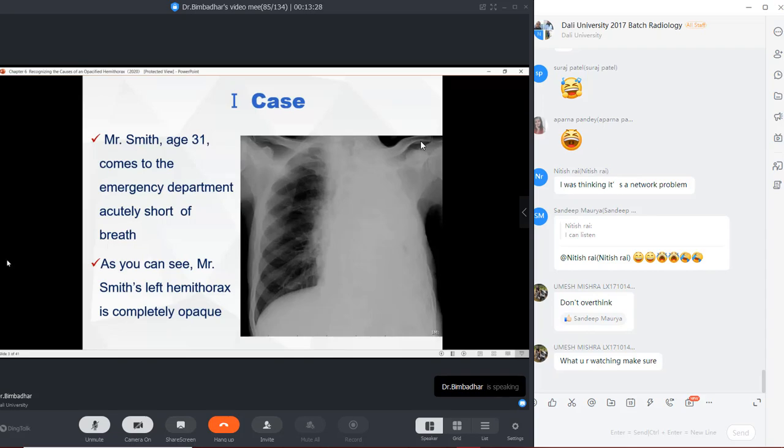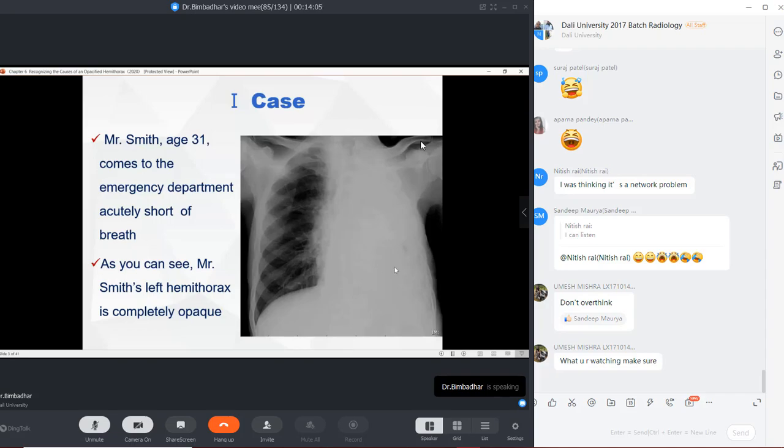Let's try to understand. You see here, Mr. Smith, who is age 31, comes to the emergency department with acute shortness of breath. And you see here, Mr. Smith's left hemithorax is completely opaque. Yes, you see here, there is a big density present. See all the left lung, you cannot demarcate the shadow of the heart. You cannot see any kind of black shadow over the left lung, and it is completely white in nature, right?